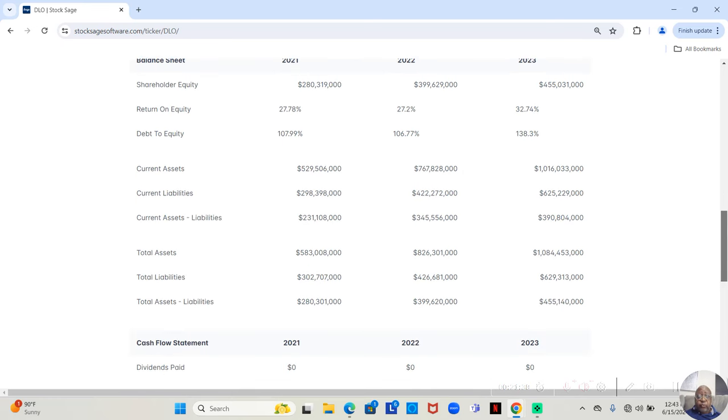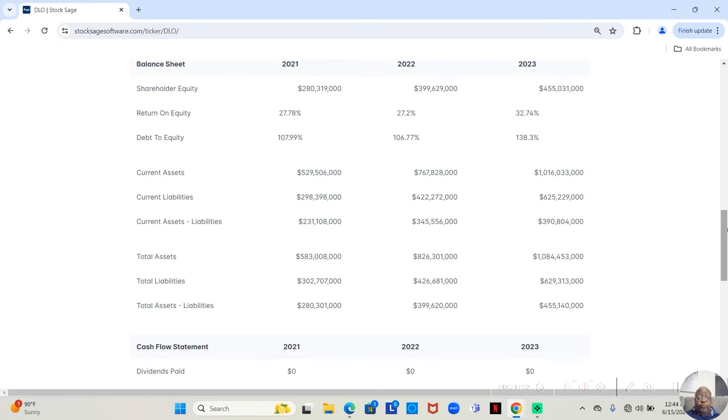Then we could see our return on equity, which is pretty excellent. I would say a return on equity of around 10% or greater is decent. A return on equity of 20% or greater is, I would say, pretty rad, pretty awesome. And this one, return on equity 2021, 27.78%, 2022, 27.2%, 2023, 32.74%. So I really enjoy the return on equity.